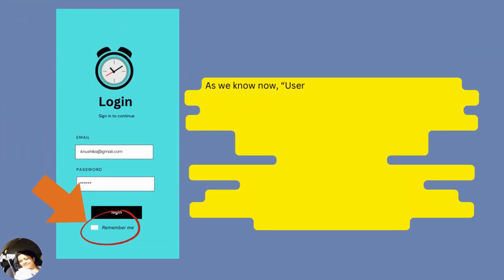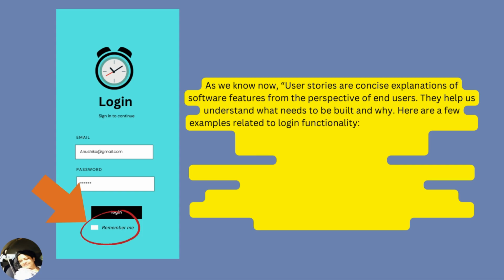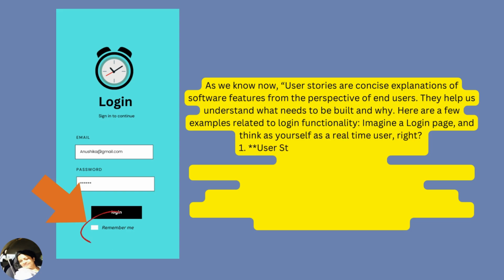As we know now, user stories are concise explanations of software features from the perspective of end users. They help us understand what needs to be built and why. Here are a few examples related to login functionality. Imagine a login page and think of yourself as a real-time user, right? First, user story example 1 for the login page.